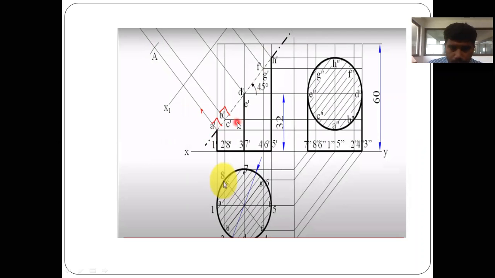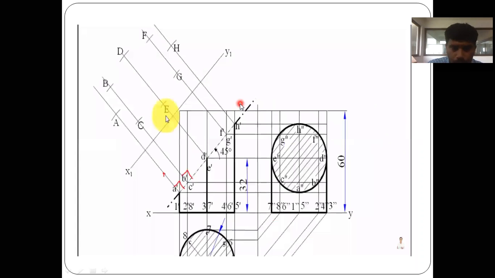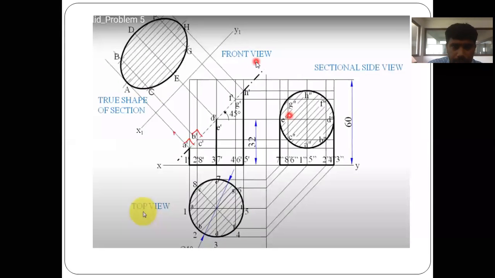Similarly, for all the points you have to make, okay, from here it is from point 2 to C. At the same time, you have to mark one more arc with that radius C point. Similarly, for all the points, you have to get like this. It will become like this. You'll be having all the points. Okay, and after getting this, you have to join with the French curves. So it will become like this.